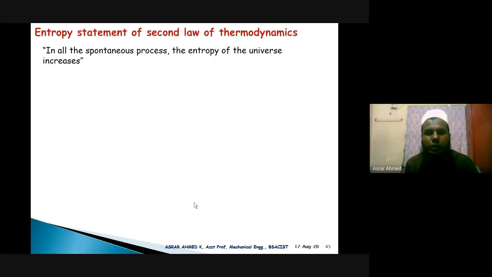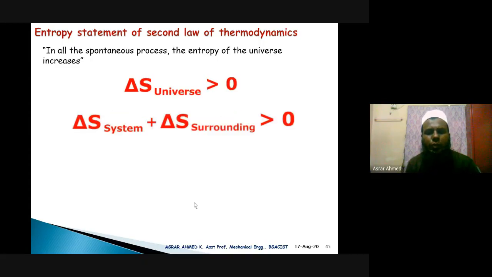So in all the spontaneous processes, the entropy of the universe increases. What does it mean? This is the equation: the entropy change of the universe is always greater than zero. So what do we have in the universe? We have system and we have surrounding. We discussed this in the first class. So what is system, what is surrounding?